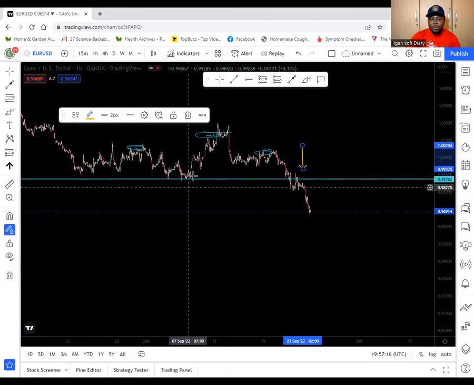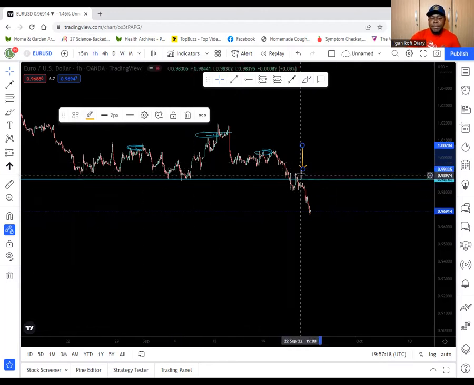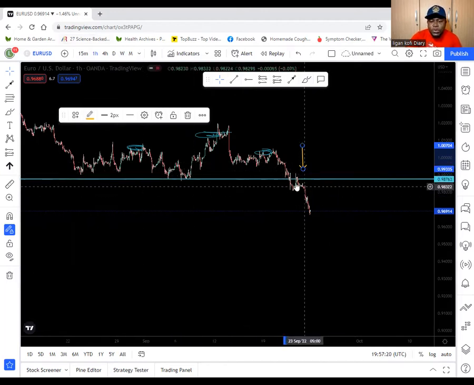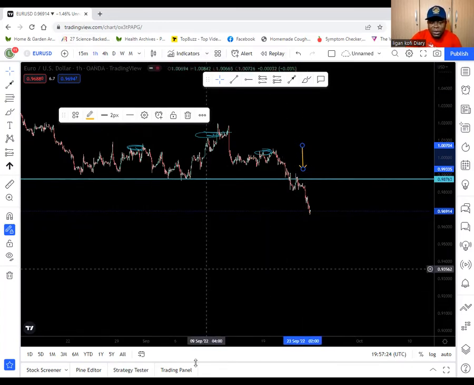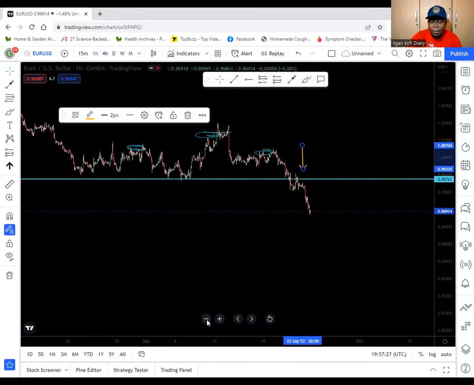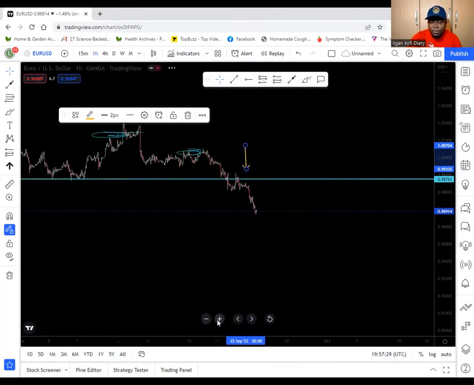So the neck is broken. There's a retest back to the neck. And then what do you see? Look at the candles that you see on the 1 hour. Let me go to the 1 hour, zoom well. And then you see the patterns that you are seeing over there.